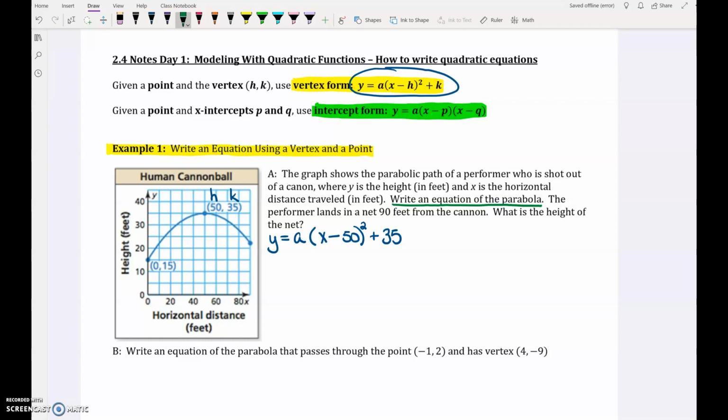Step 2 is use this other point as your x and your y. So the other point that we know is 0, 15. So I'm going to put 15 in place of my y. And I'm going to put 0 in place of my x.